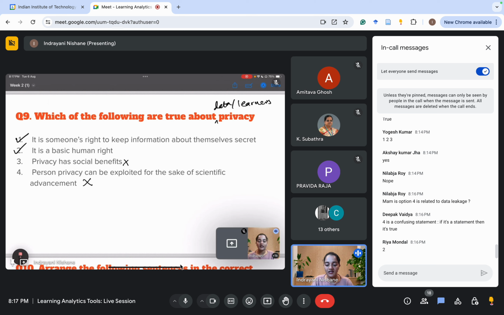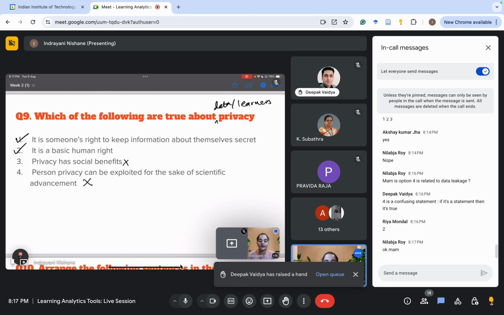So data privacy is not just collecting all the information about our participants, but also keeping that data private. What Deepak ji is saying is that the fourth is a confusing statement. If it is a statement, then it is true. Again, Deepak ji, think about it this way: should we not be maintaining the privacy of the data collected? Should we not be anonymizing that data? You can unmute so we can have a discussion. That's a better option.